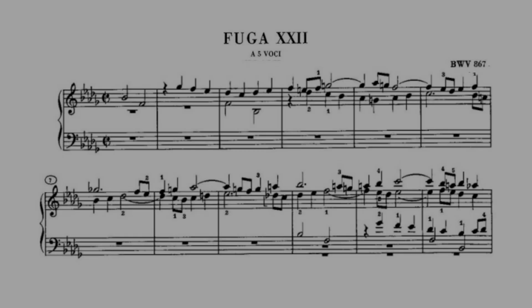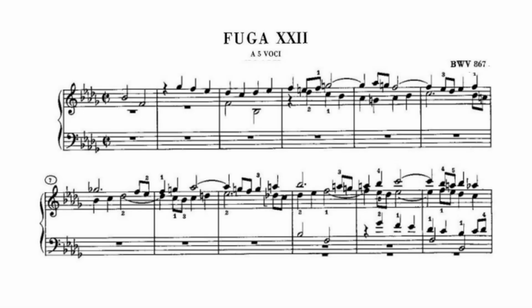Let's now discuss the fugue. This fugue has 5 voices, and we're going to label them from highest to lowest: first treble, second treble, alto, tenor, and bass. The subject of this fugue starts in the first treble in B-flat minor.